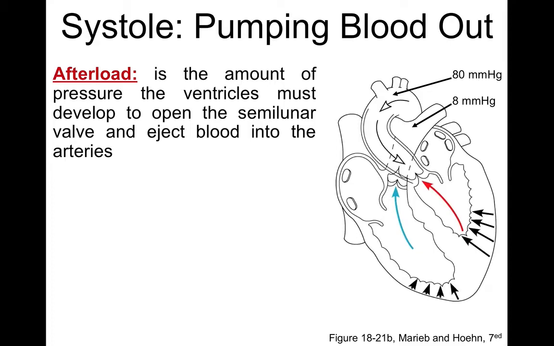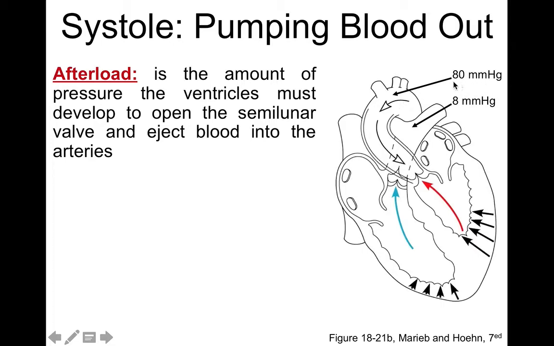So we've talked about preload, now let's talk about afterload. So afterload is occurring during systole, and this is the amount of pressure the ventricles must develop to open the semilunar valves and eject blood into the arteries. So remember, the aorta is the artery branching off the left ventricle. The aorta has a fairly high pressure.